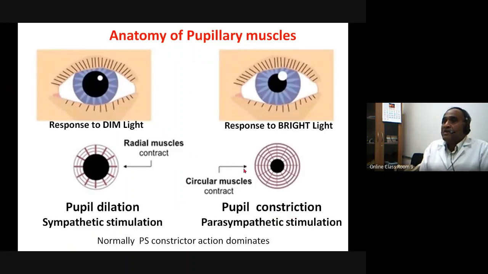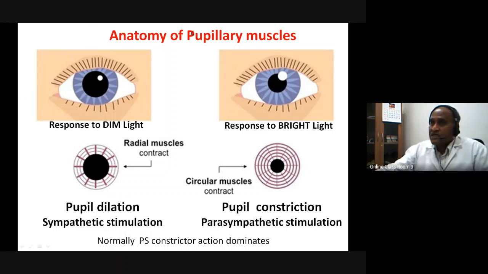What is the anatomical basis of the pupillary size? Here I am showing how the pupillary muscles are arranged. In the pupil, the iris has two types of muscles. So one is the circular muscle, and the other is the radial muscle. This is a radial muscle. You can see here radial muscles.